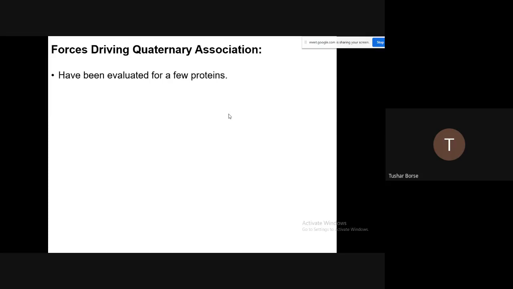Now the next question is, what are the forces driving this quaternary association? Obviously the forces are the same, that is, the non-covalent interactions. Understanding those basic points we already covered, there are a few points which I am trying to tell you here. The quaternary structure has been evaluated for very few proteins.